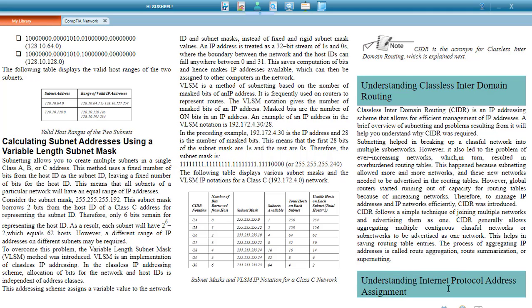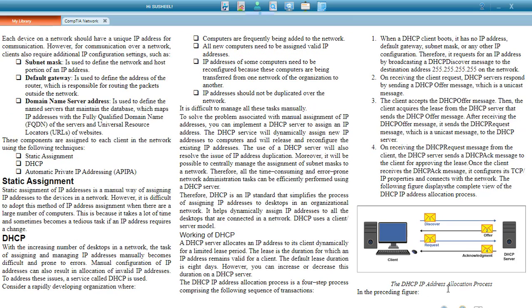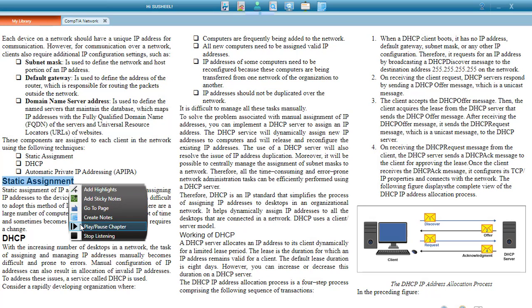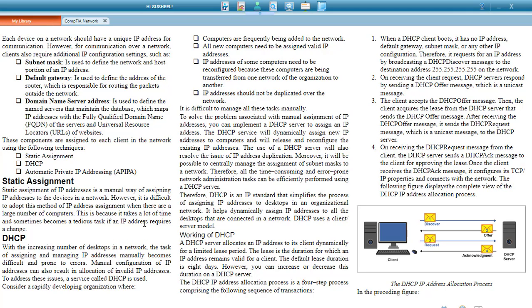Understanding Internet Protocol address assignment. Each device on a network should have a unique IP address for communication. However, for communication over a network, clients also require additional IP configuration settings. Subnet mask is used to define the network and host portion of an IP address. Default gateway is used to define the address of the router, which is responsible for routing the packets outside the network. Domain name server address is used to resolve domain names.